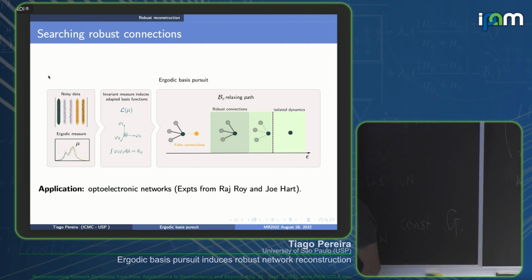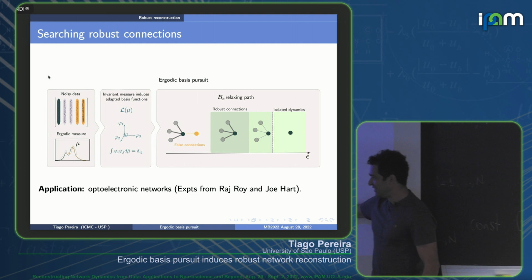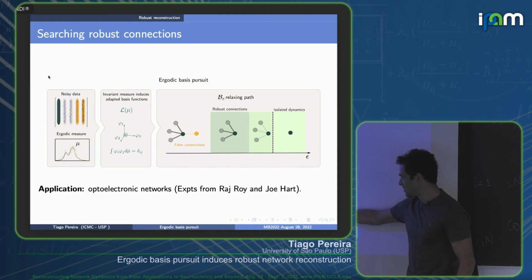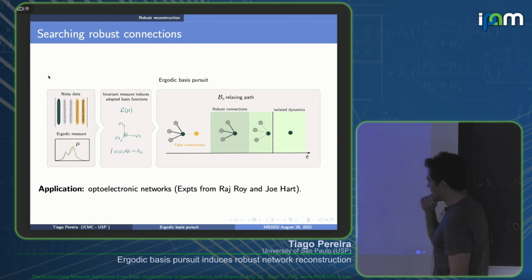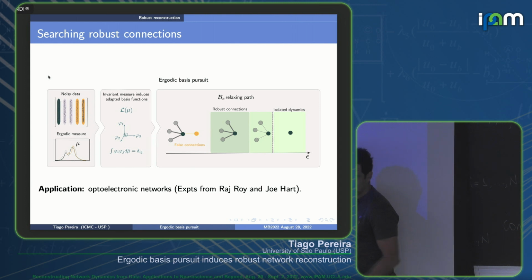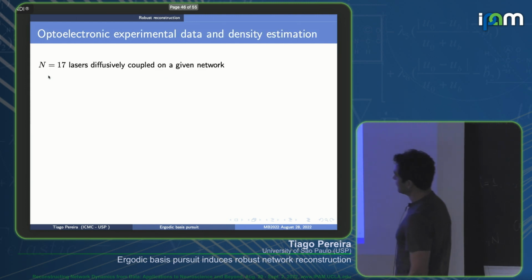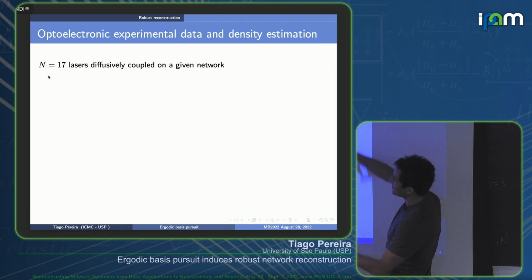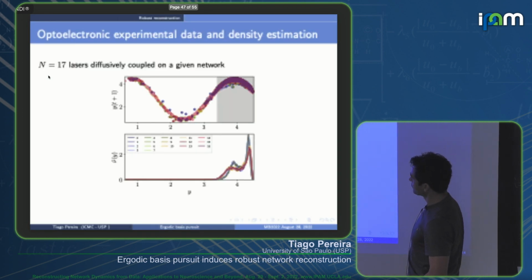Because this workshop was called Applications to Neuroscience and Beyond, I went for the Beyond. So I have applications in neuroscience, but I will do an application for experiments that some friends of ours did. This is lasers, coupled lasers. So in their network they have 17 lasers. They are diffusively coupled on a network.